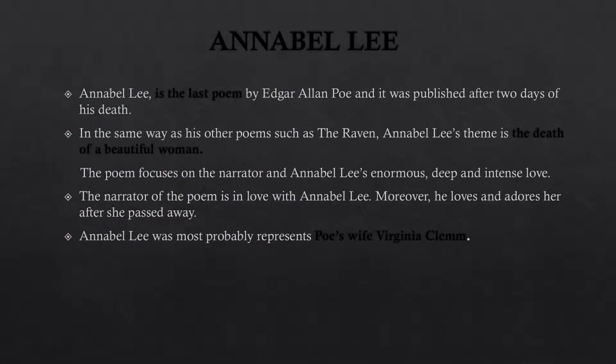And here's Annabel Lee. Annabel Lee is the last poem by Edgar Allan Poe. It was published 2 days after his death. So he was dealing with this poem in his last days. And in the same way as his other poems such as The Raven, Annabel Lee's theme is the death of a beautiful woman, the loss of the beloved one. The poem focuses on the narrator and Annabel Lee's enormous, deep and intense love. And most probably this poem represents Poe's wife Virginia.